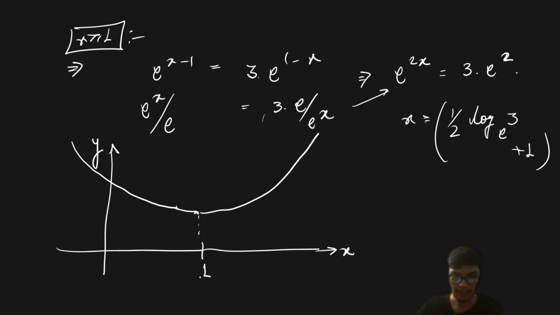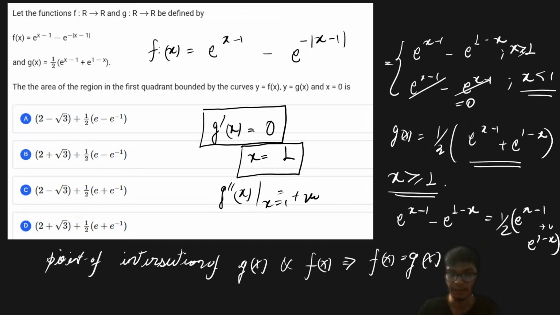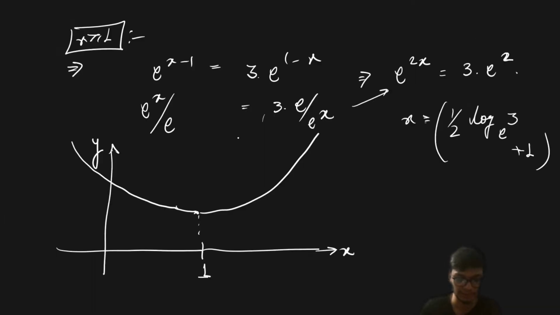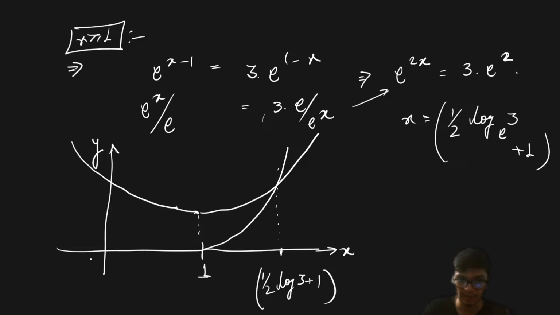And if you try to analyze the f of x function, at x greater than 1, it is kind of an exponential function, right? It's an exponential thing over here. So it's also like this, and this is the point of intersection over here. That point of intersection is basically half times natural log of 3 plus 1, and then at x less than 1, for all values, it is basically equal to 0, right?